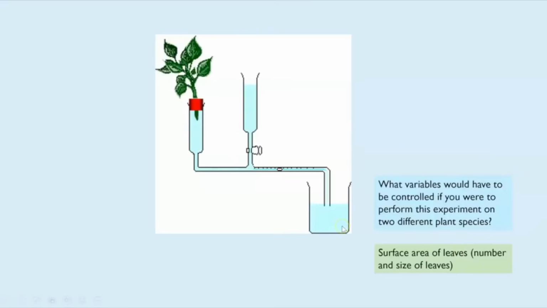So the last question is, what variables would have to be controlled if you were to perform this experiment on 2 different plant species? So you're examining, is there a difference between the rate of transpiration on those 2 different plant species? And the key variable that has to be controlled is the surface area of the leaves. So you need to make sure there's the same number and the same size leaves, so that's a fair comparison.